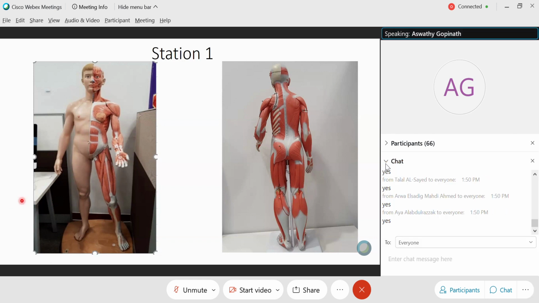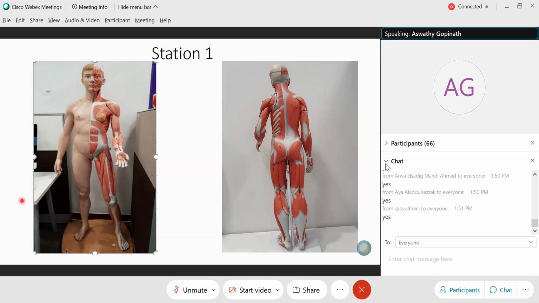Okay, so I will be going according to the lab manual. You can find the lab manual in your course content of the L05 course. Now, the first station is on the anatomical positions and terms. If you look into the lab manual, you'll have certain things which you need to identify.